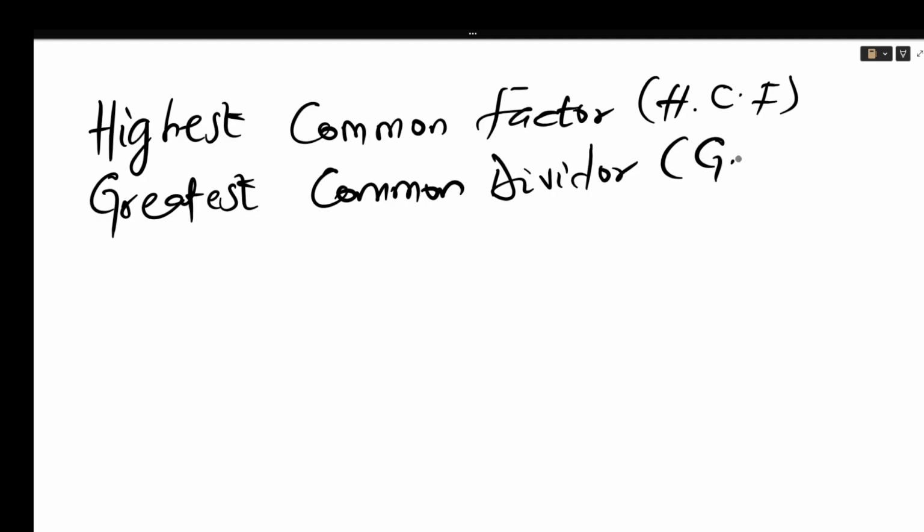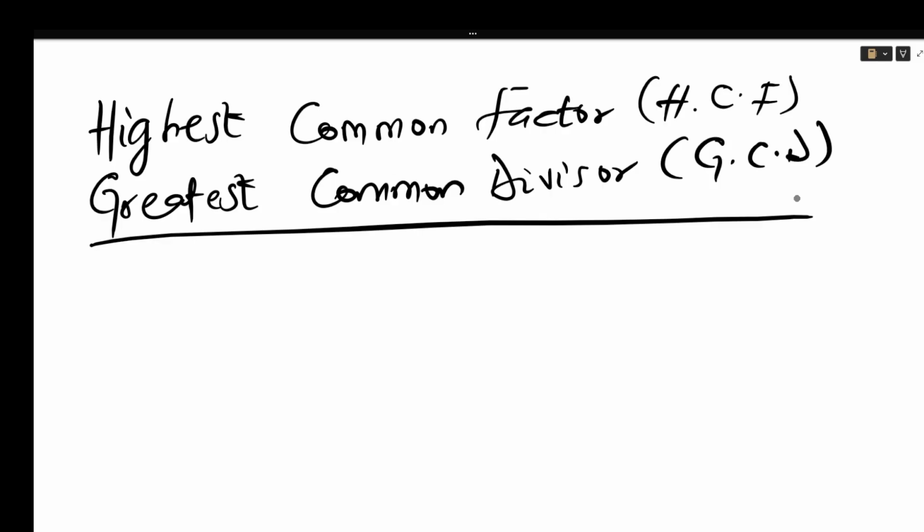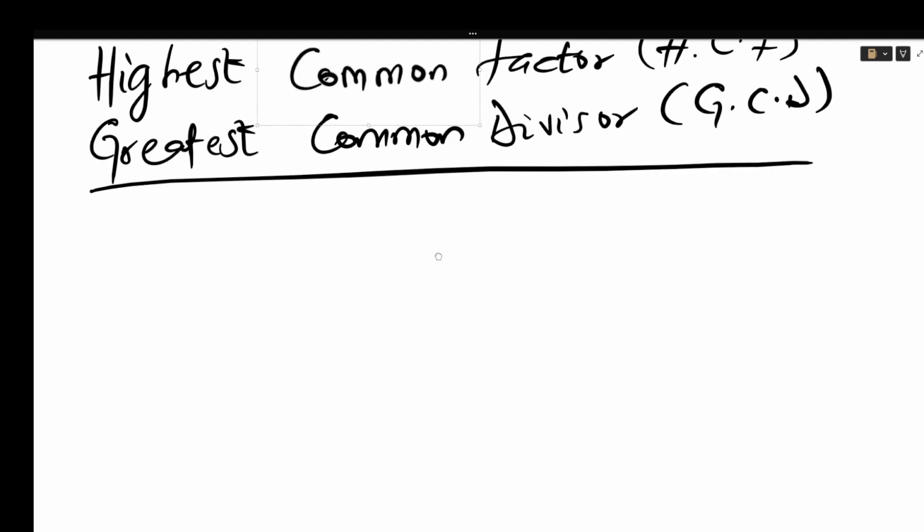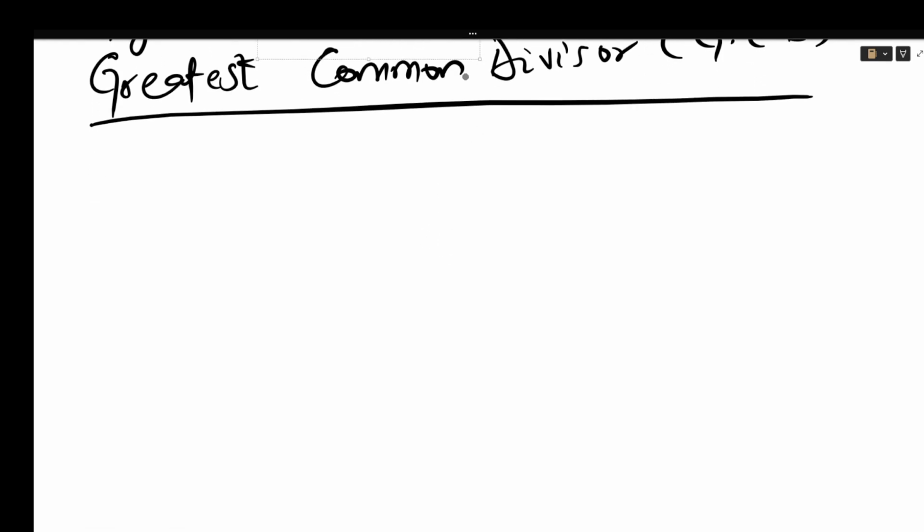So there are two names for this. We have the highest common factor or the greatest common divisor. Now, with this, you'll be given a set of numbers, maybe two or more.